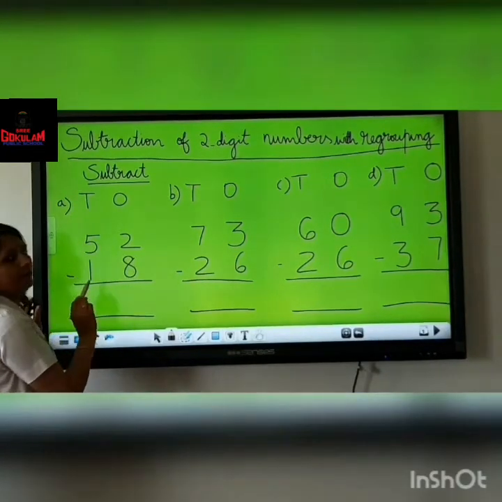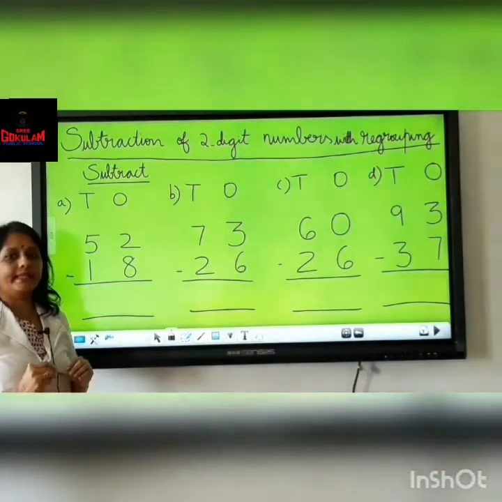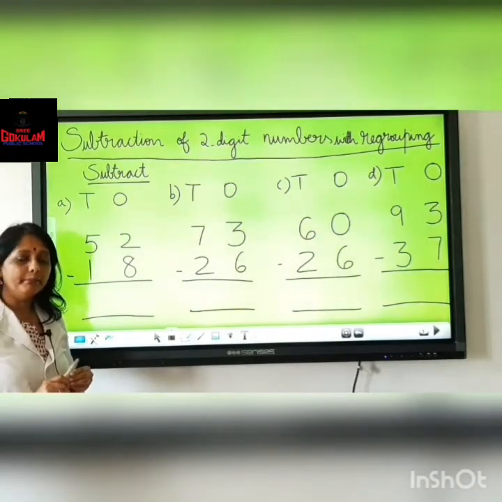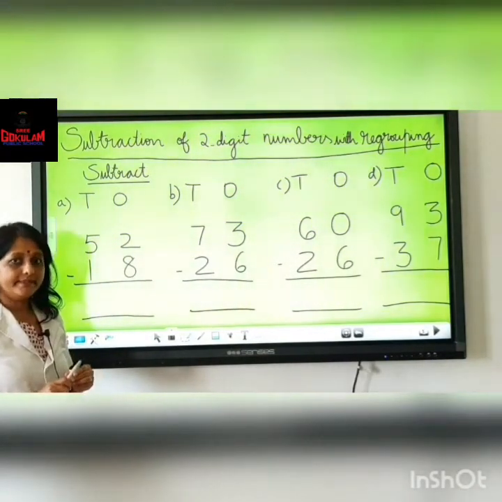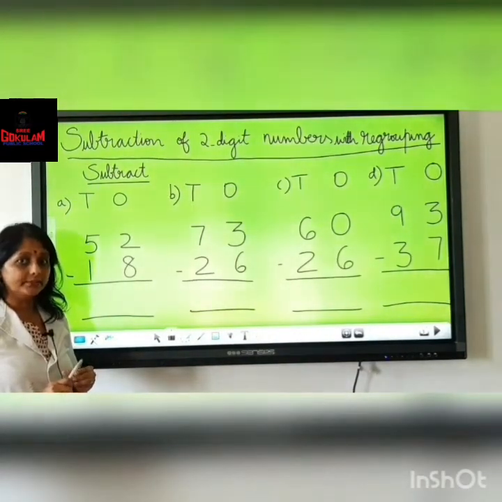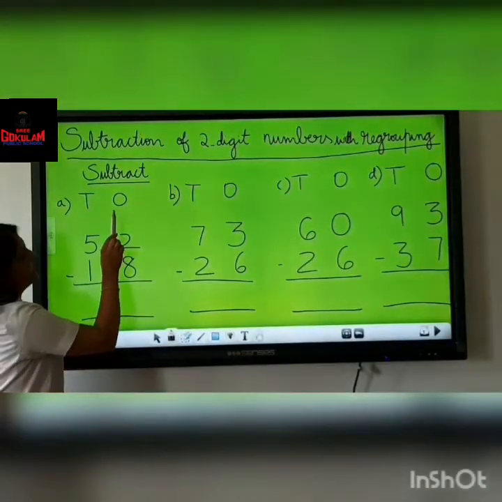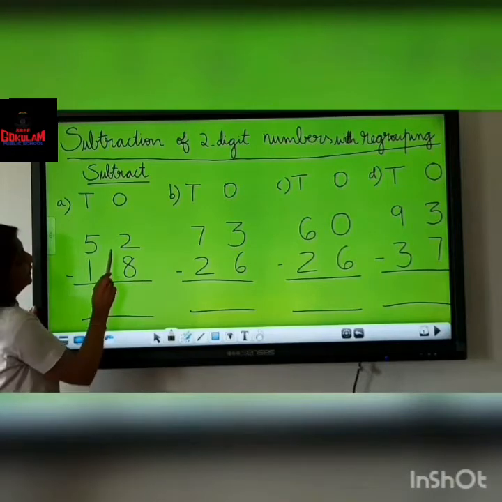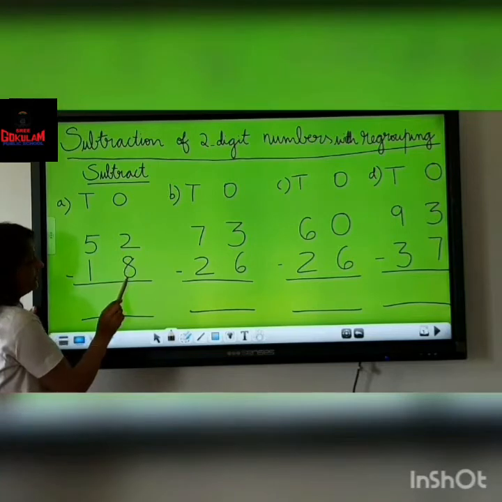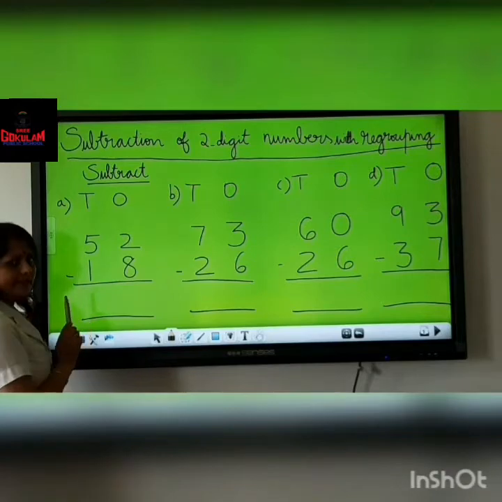First question. Subtracting 18 from 52. Always keep in mind, we can subtract a small number from a big number, and always start from the ones place. Now start from the ones place. What is the number here? 2, and here it is 8. We have to subtract 8 from 2. Is it possible?